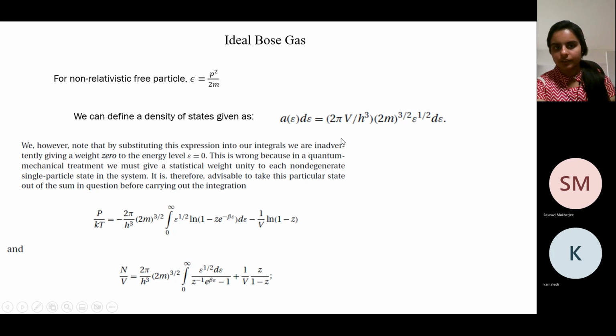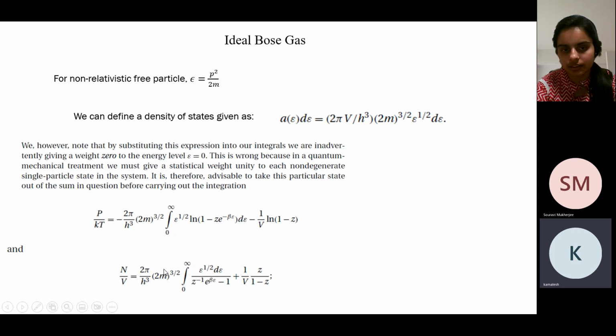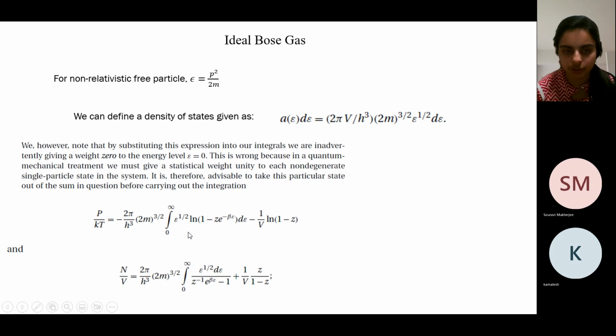So initially, if you remember about the Fermi gas, what did we do? We had this density of states, and we changed the summation to integration, and we found the pressure, right? That's what we did for Fermi gases. But there is a difference between fermions and bosons: in bosons you can have a large number of particles in one state. There is no limit over how many particles can be present in one state, right?